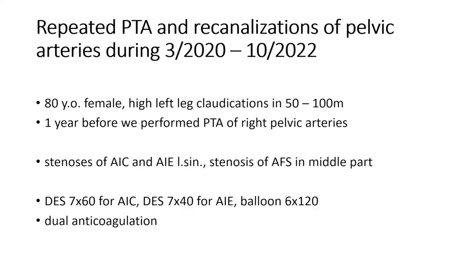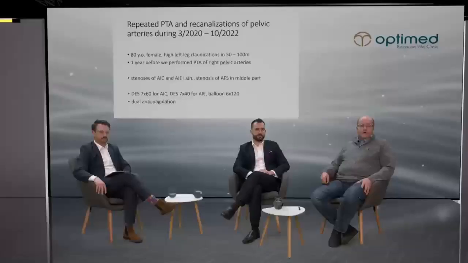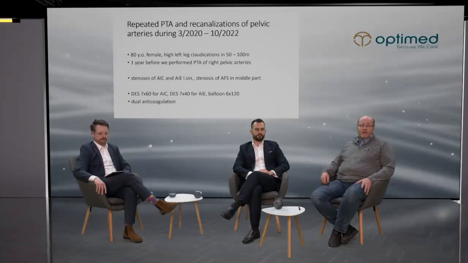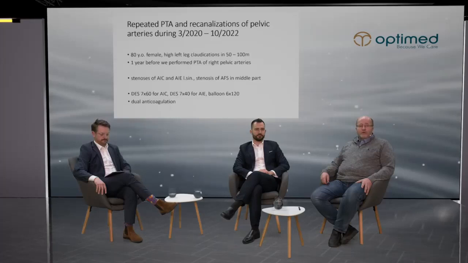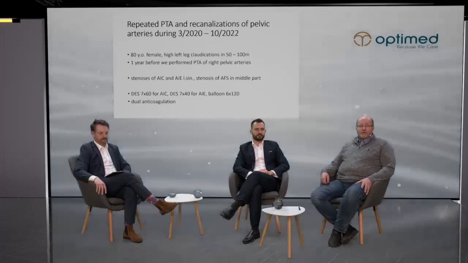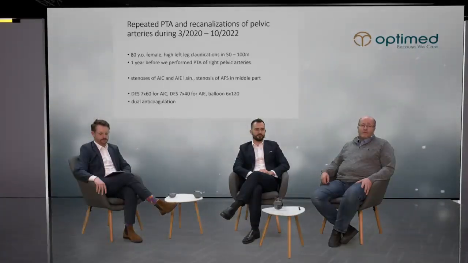One year before, we performed PTA of the right pelvic arteries, and now there is stenosis of the pelvic arteries and stenosis of the superficial femoral artery. We use 7 millimeter drug-eluting stents, and for the external iliac artery, a 7 millimeter short drug-eluting stent. We use a 6 millimeter balloon. After this procedure, we use dual anticoagulation.